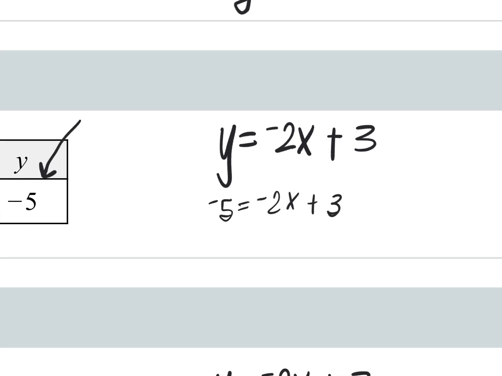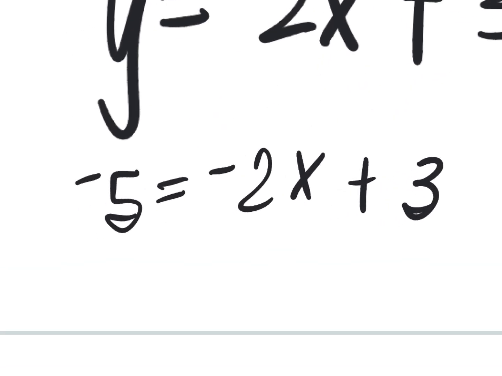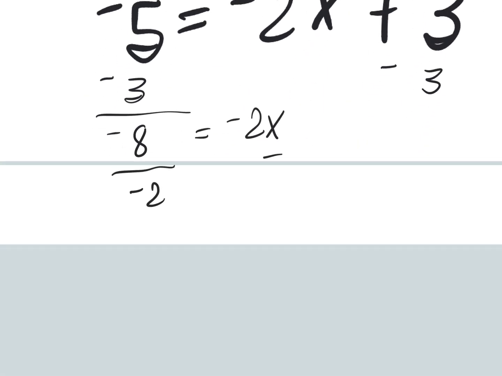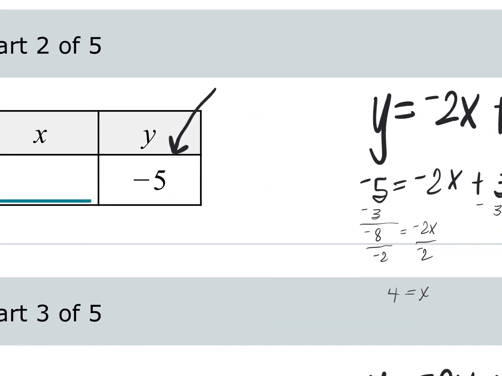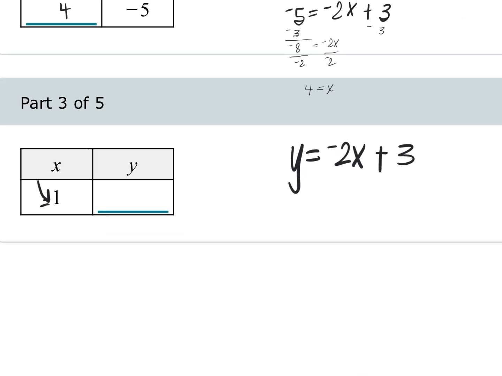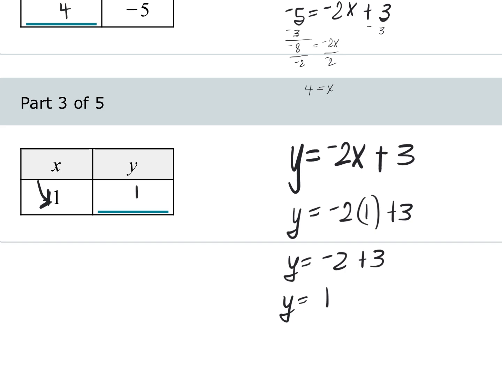Now, when we were learning how to solve equations, I told you I always put the variable on the left. Right here, it's much more efficient to leave that variable on the right side, and we're just going to subtract 3 from both sides and get negative 8 equals negative 2x. We can divide both sides by negative 2 and get that x equals 4. And right here, we're going to plug in 1 for our x value, and that will be negative 2 times 1 plus 3. So we get 1 for our y value.